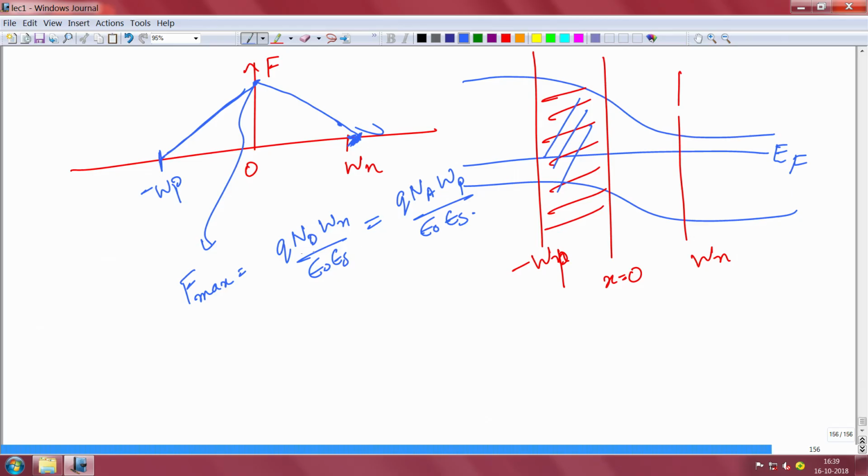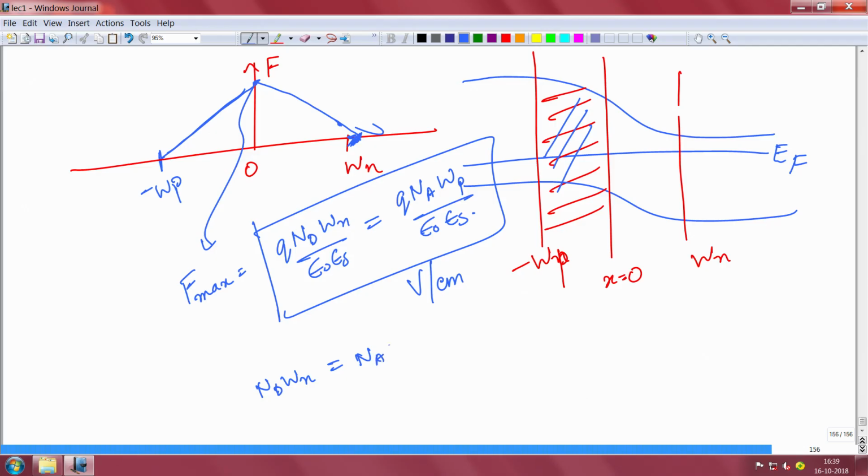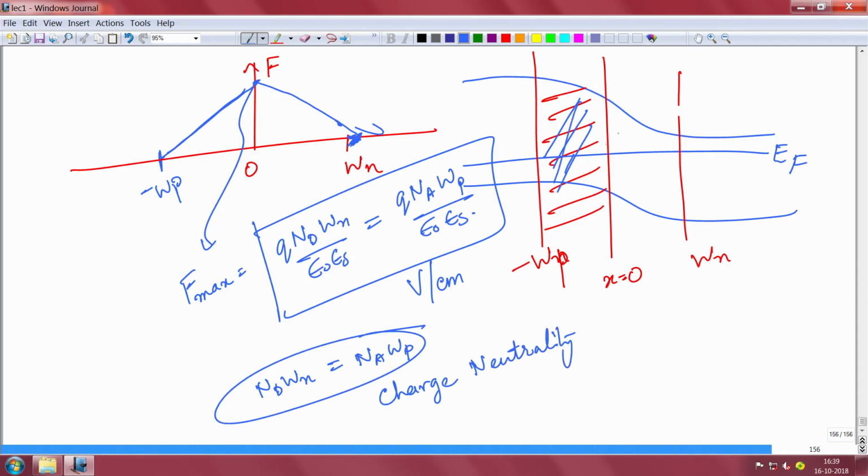This is the peak field, in volt per centimeter. Of course, you can see that you can cancel out q and epsilon. What will remain here is N_D W_n equals N_A W_p, which is basically the charge neutrality. I have already told you, it gives you the same charge neutrality equation: the areal charge density on this side and this side has to be the same.